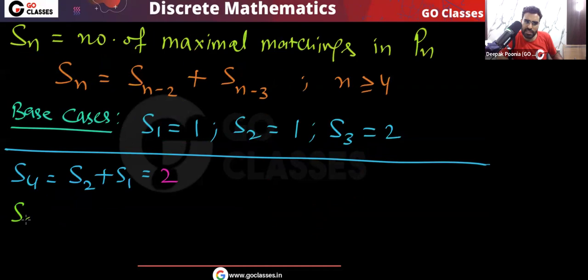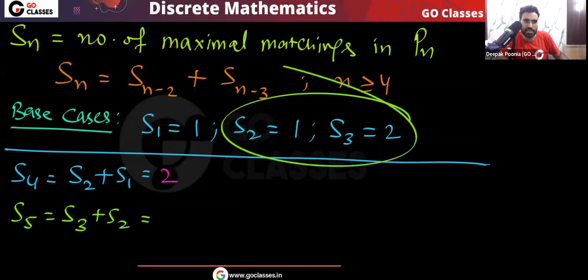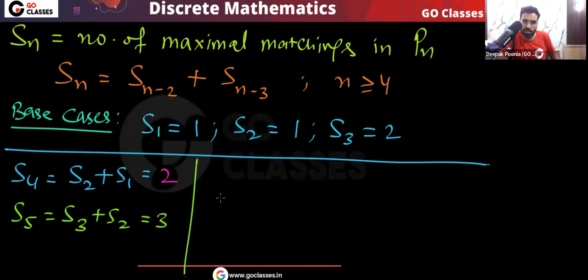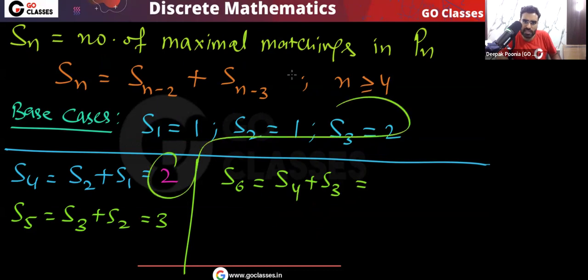Okay. You can easily find what will be S5. S5 will be equal to S3 plus S2. S3 plus S2, that will be 3. Okay. You can see what will be S6. That will be S4 plus S3. S4, that is 2. S3, that is 2. So that actually will be 4.